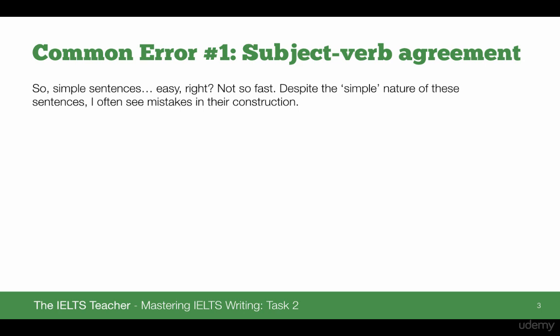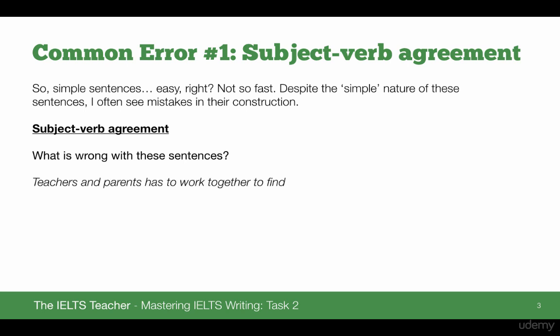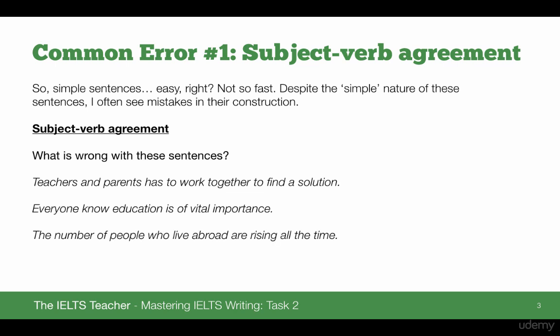The first of these types of mistakes we're going to focus on are subject-verb agreements. So I want you to have a look at these following sentences now and tell me what is wrong with each of them. Teachers and parents has to work together to find a solution. Everyone knows education is of vital importance. The number of people who live abroad are rising all the time. So what is wrong with each of these sentences?